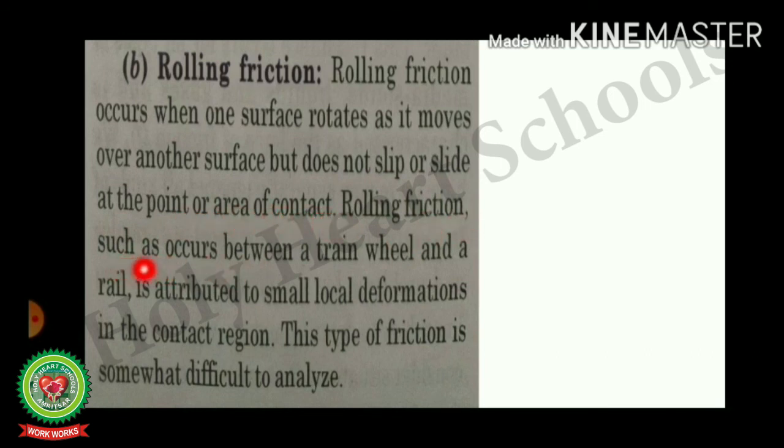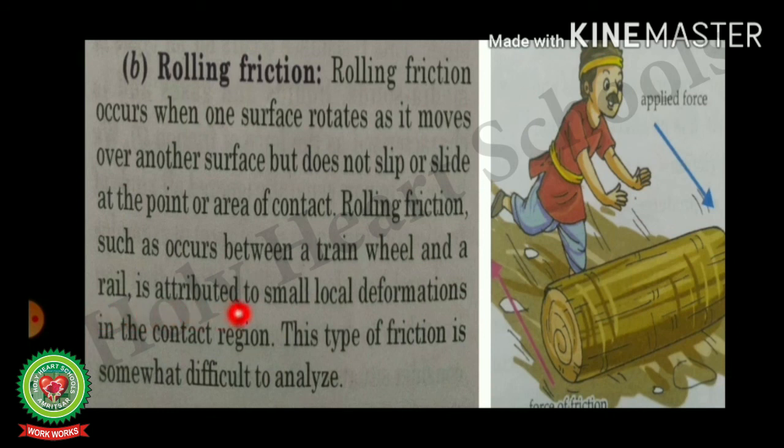Rolling friction such as occurs between a train wheel and a rail is attributed to small local deformations in the contact region, where the word deformations means change in actual shape. This type of friction is somewhat difficult to analyze because in this type of friction, speed of the object is more than the static friction and sliding friction.